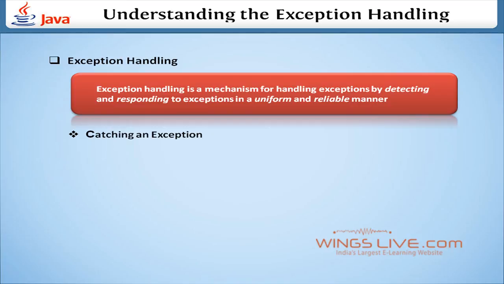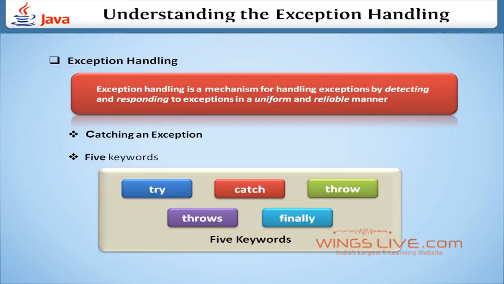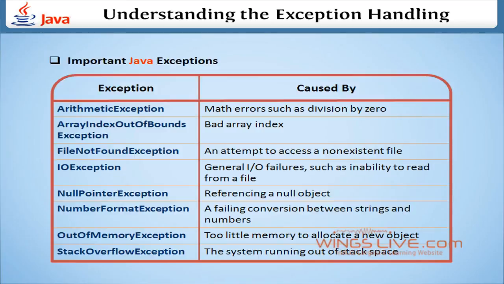This can be achieved via 5 keywords: try, catch, throw, throws, and finally. Each block has methods to perform their own function. In the upcoming lessons, we will discuss it in detail. In Java, there are plenty of exceptions available, but now let's have a look at some important Java exceptions.